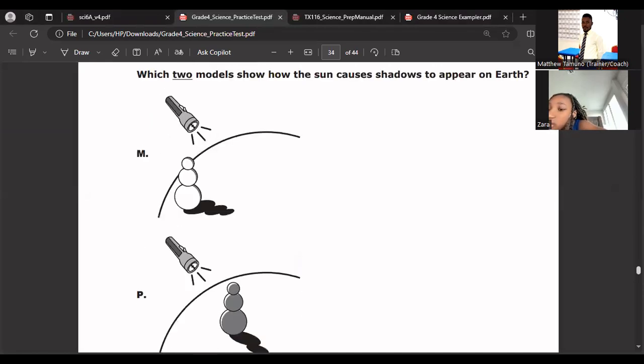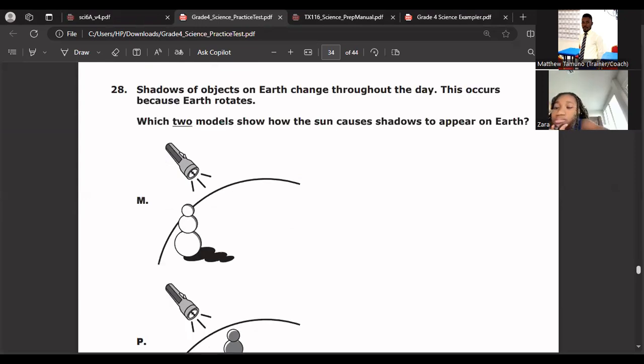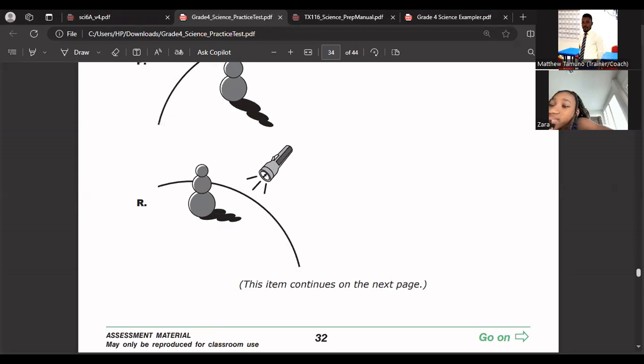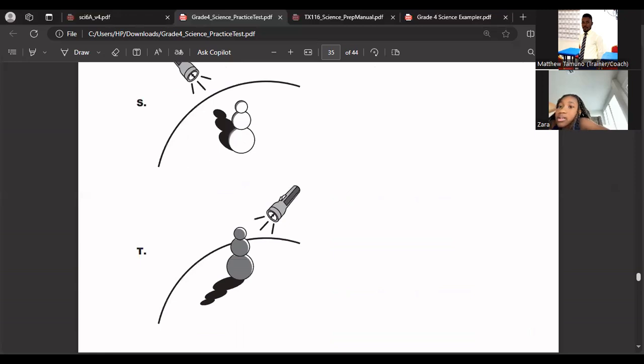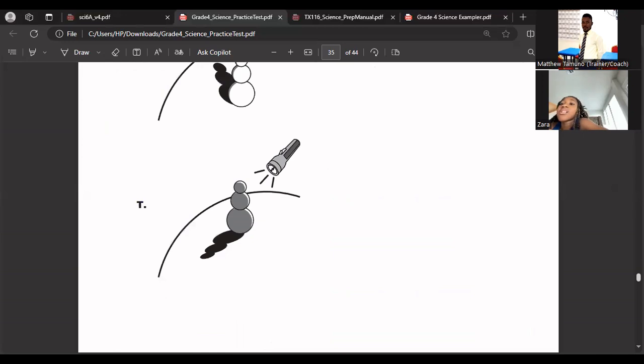Okay. Here we go. Look at A, B, that's P. The shadow position is correct. Do you see that? Yes. For M, it's incorrect. Now, let's look at R. R is incorrect. Then we go to S, which is incorrect. So T. The two options that are correct are P and C. You see that? Yes.